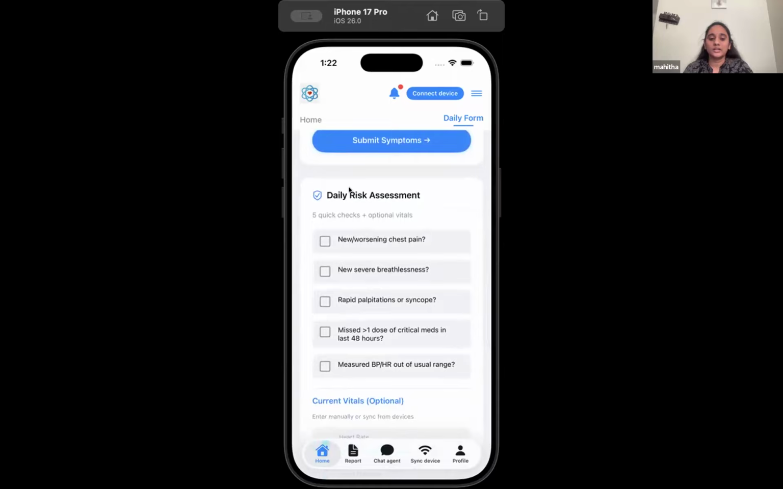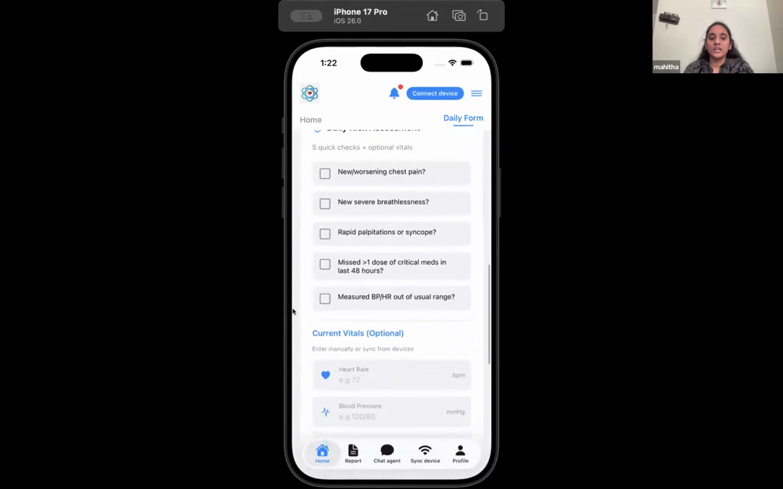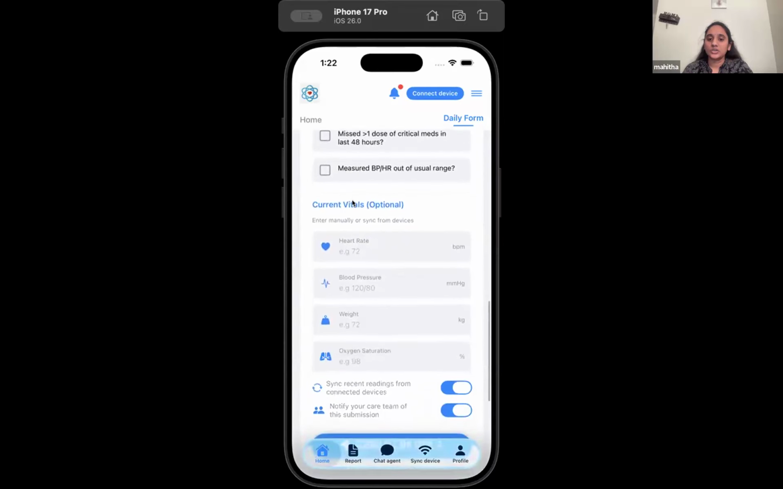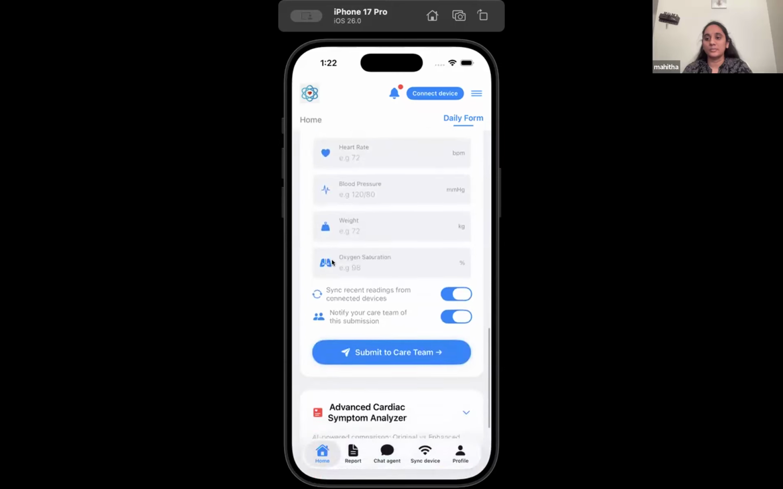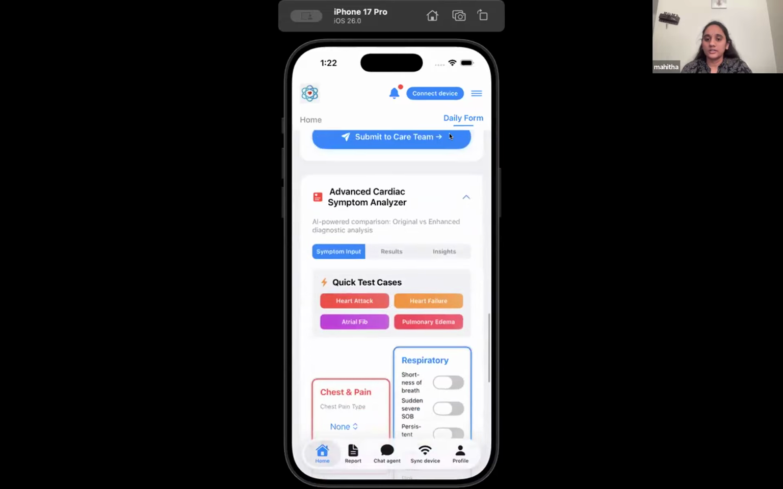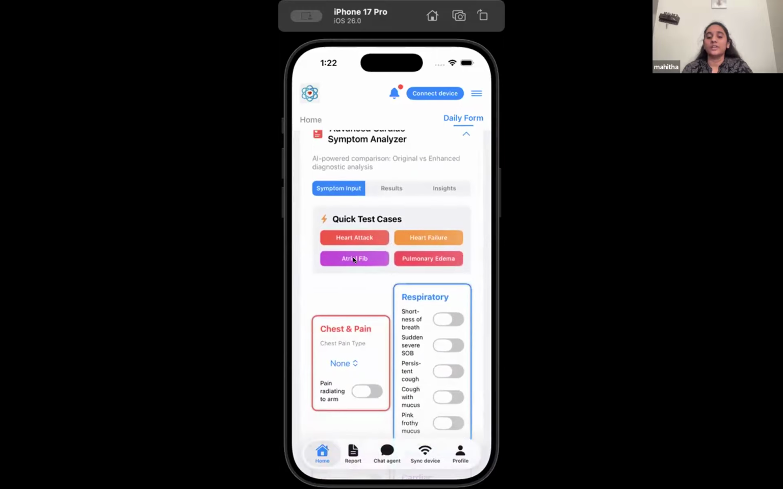Next is the daily risk assessment, where with simple yes or no questions like, are you experiencing new chest pain, if any answer signals risk, the app shows a friendly warning suggesting a review with the care team. Users can also input vitals like heart rate, blood pressure, weight, and oxygen saturation, and submit them to the care team. And here we have the advanced cardiac symptom analyzer, where the users or the doctors can give the input and find out what the patient is going through in minutes.